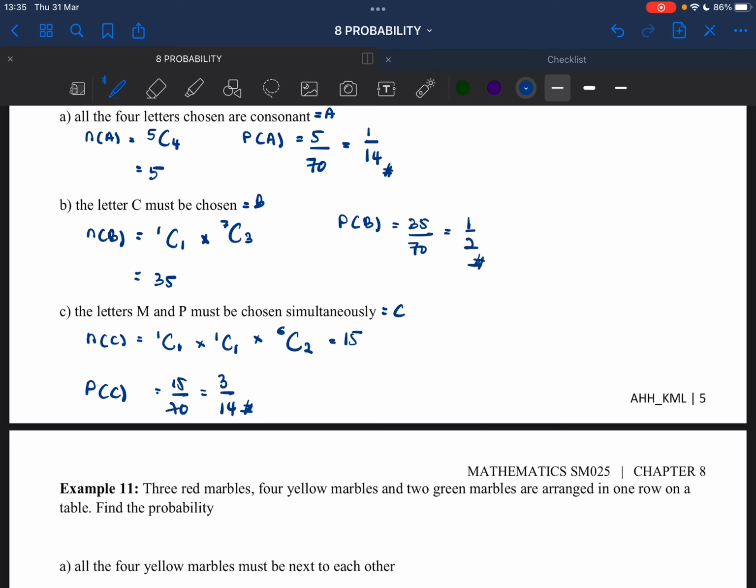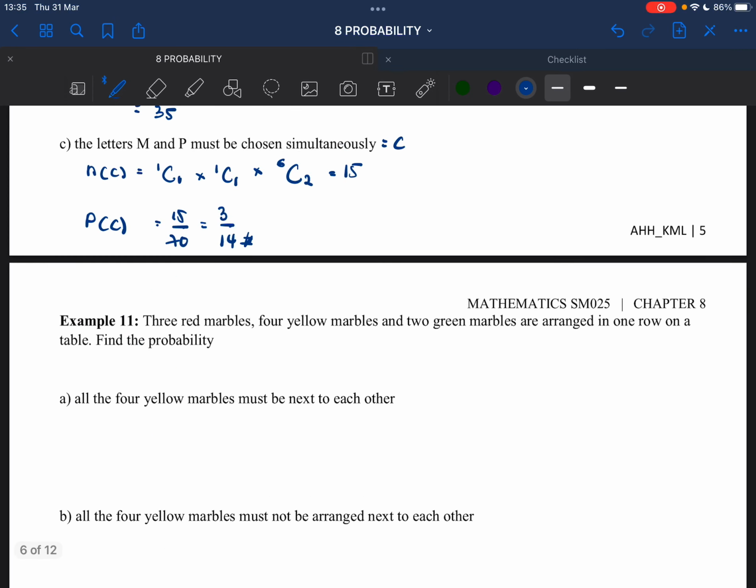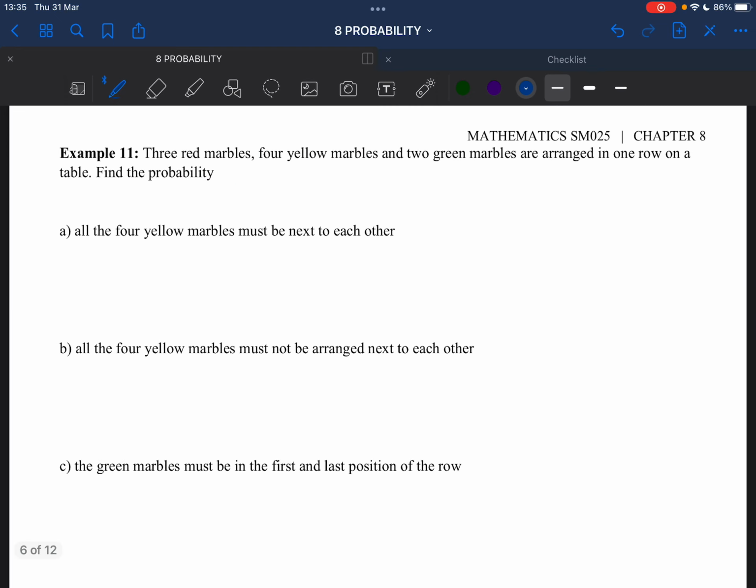Okay, right, so let's try one more question here. Example 11. 3 red marbles, 4 yellow marbles and 2 green marbles are arranged. So the keyword is arranged. You know that this is permutation. In one row on a table, find the probability all the 4 yellow marbles must be next to each other. So as usual, since you are doing probability, you have to find the number of sample space. The number of sample space is the no restriction one. Yang biasa kita buat, no restriction.